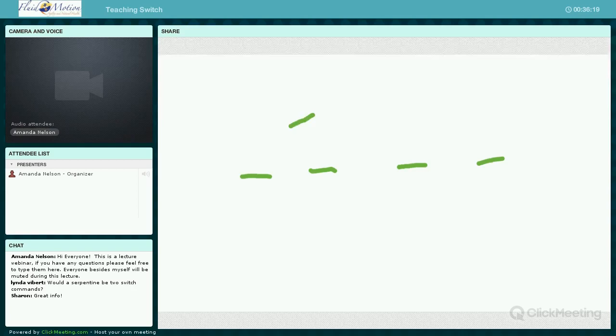Obviously, these are not to scale. Okay, so let's start with just our serpentine. This is our path. Dog goes here, comes to the middle, and goes back out. That's where we're going to stop for right now.